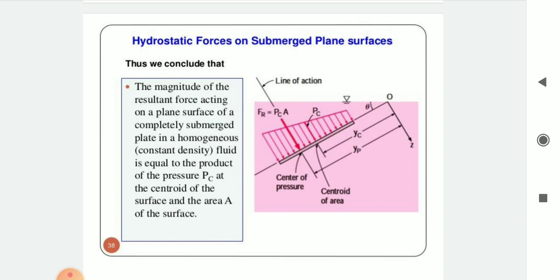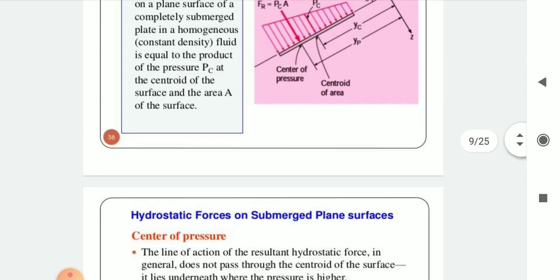Okay, so after studying this, we can conclude that the magnitude of the resultant force acting on a plane surface of a completely submerged plate in a homogeneous constant density fluid is equal to the product of the pressure Pc at the centroid of the surface and the area A of the surface.